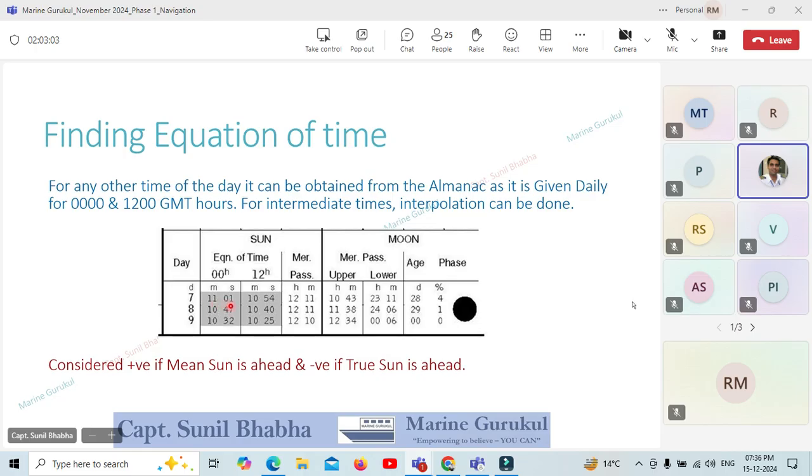So you can see on this particular day, 7th day, the equation of time value at 00 hours was 11 minutes and 01 seconds. At 1200 hours, the equation of time became 10 minutes and 54 seconds. Now for any intermediate time between 00 and 1200, you can interpolate and find out the value of the equation of time. Equation of time is considered positive if the mean sun is ahead and negative if the true sun is ahead.